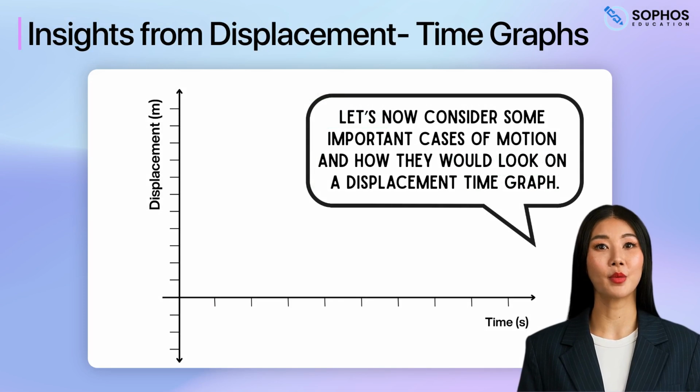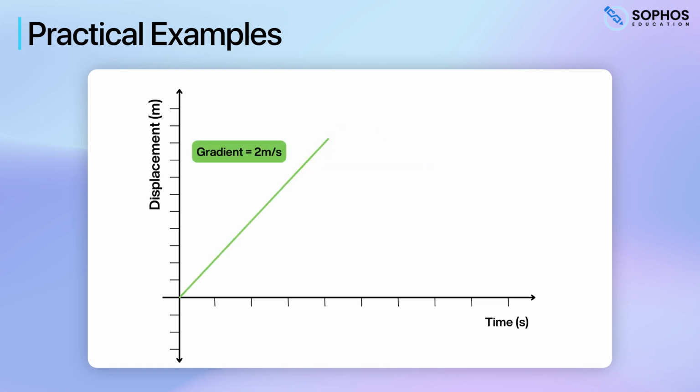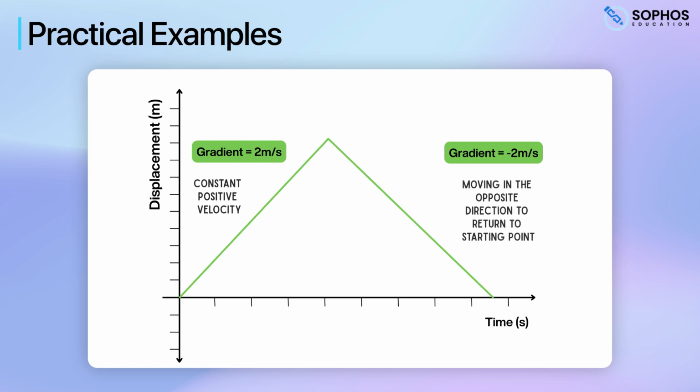Let's now consider some important cases of motion and how they would look on a displacement-time graph. Consider an object moving at a constant velocity of 2 meters per second in a straight line away from the starting point. The displacement-time graph for this motion will be a straight line with a positive gradient, reflecting the constant positive velocity. If the object returns to its starting point at the same velocity, the line on the graph will slope downwards, showing a negative gradient. This indicates that the object is moving in the opposite direction to return to its starting point.